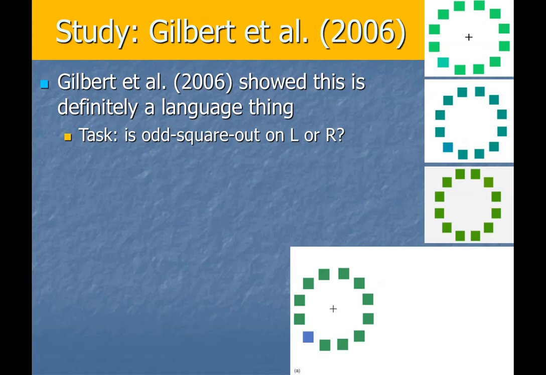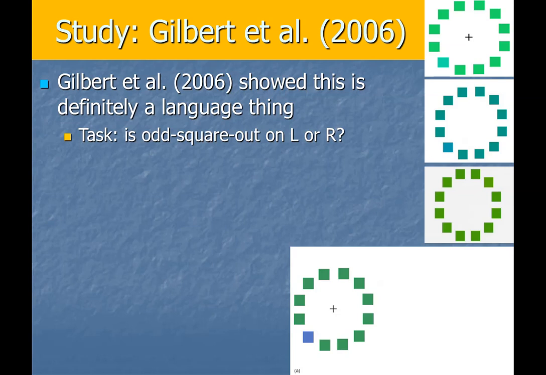And they had people do a bunch of trials of this. And one of the things they manipulated, or one of the things they were looking at, was whether the odd square out was showing up on the left half of the screen or the right half. They knew that participants were fixating, staring in the middle of the screen, so that they could control which hemisphere of the brain that visual information is going to.